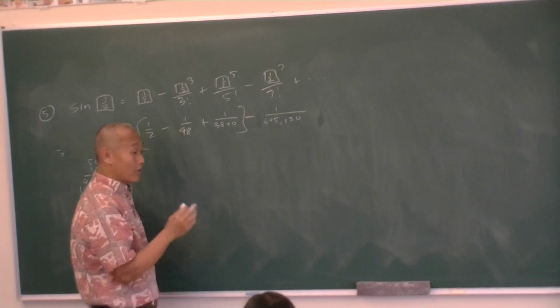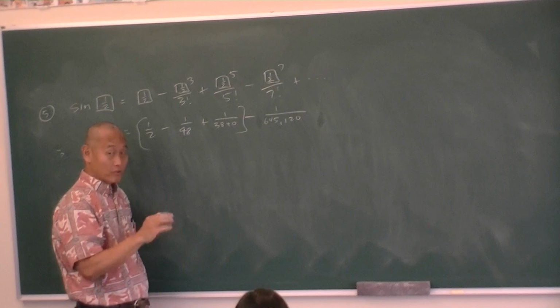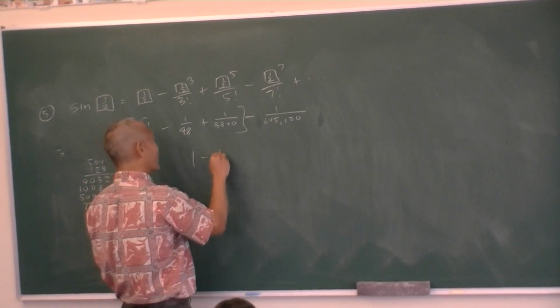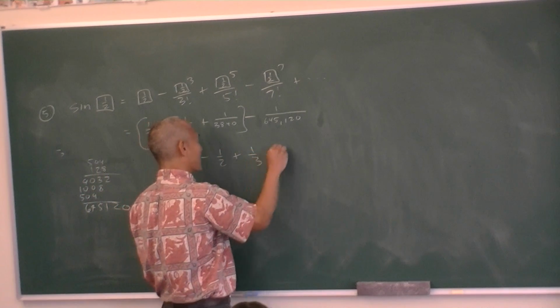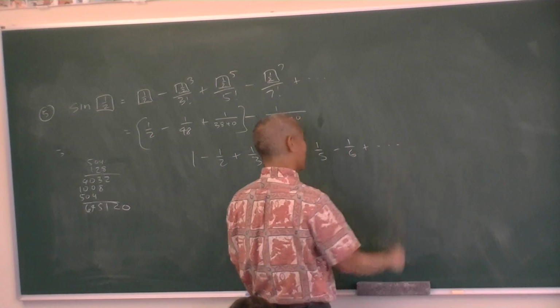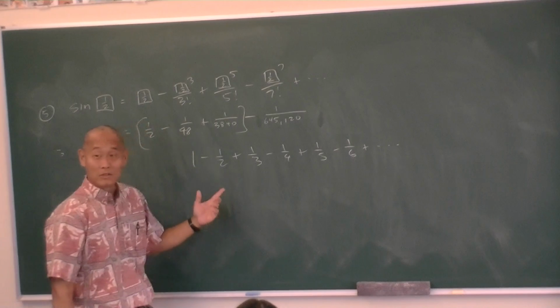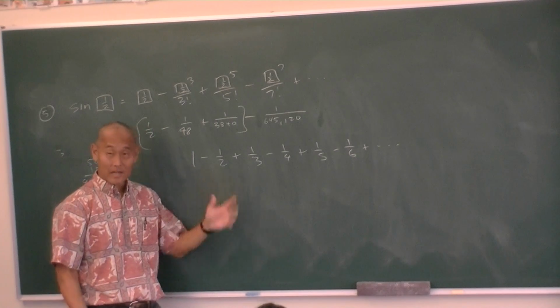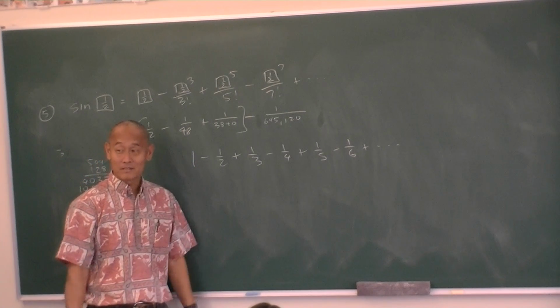First of all, you only can use Leibniz's theorem when it's an alternating series, like this, yeah? 1 minus a half plus 1/3 minus 1/4 plus 1/5 minus 1/6 plus dot dot dot, right? In fact, what is this equal to? Okay, on the test. Hint, this is a power series.